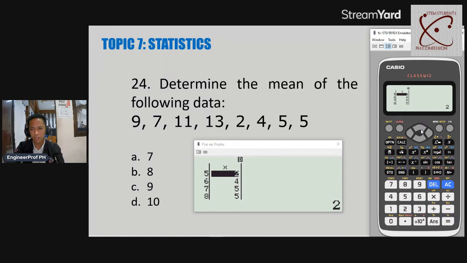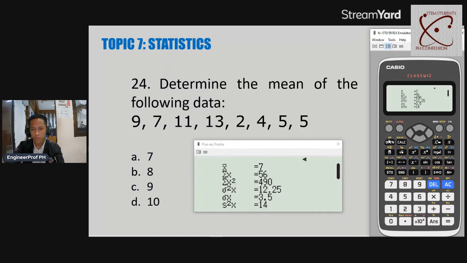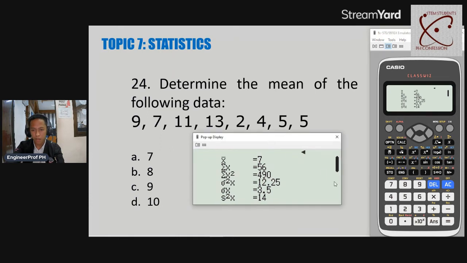Okay. Review the data. Importante yan guys. So after you input the data, review the data. So 9, 7, 11, 13, 2, 4, 4, and 5, 5. Okay. So after you input the data guys, you just press option here. Then, you just press one variable calculation. So 3. Ayan. So after you press that, eto napakadaming data na binigay sa'yo. So yung x bar is the mean 7.